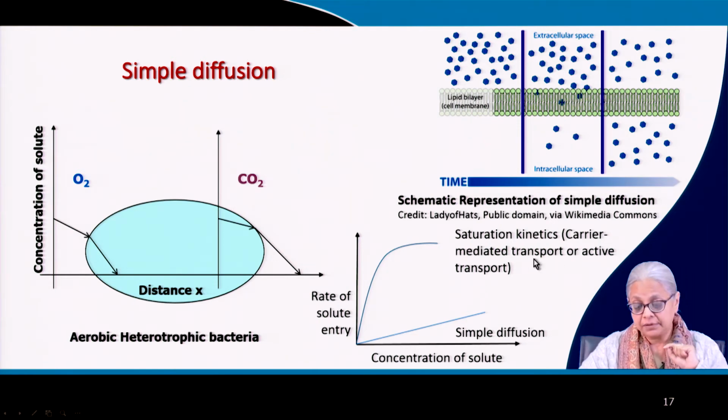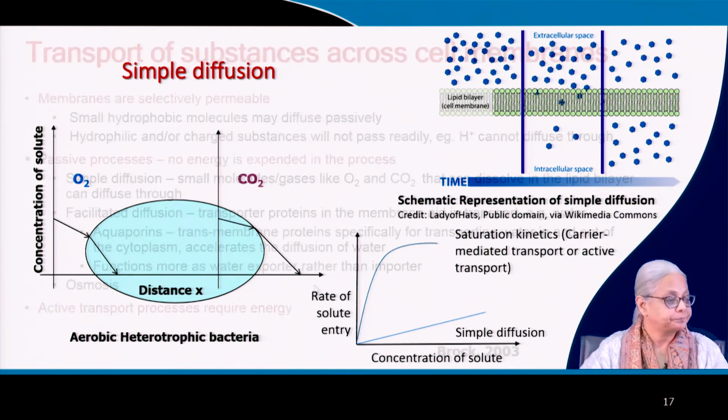So that is carrier mediated transport or active transport, and you can see how high the rate is compared to simple diffusion. Simple diffusion has a very slow and low rate. With carrier mediated transport or active transport, yes, you have to utilize energy for that, but you also get a much higher rate of solute entry.